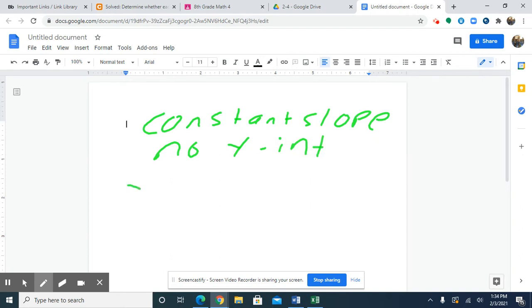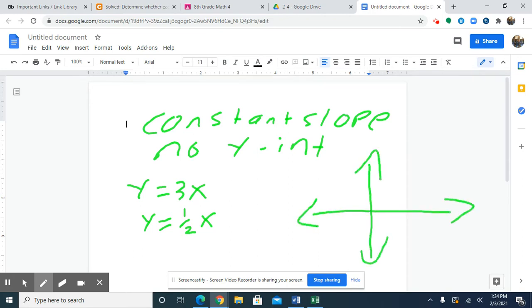It's going to look something like, I don't know, it could be y is equal to 3x. It has a slope that's constant, but no y-intercept. Or maybe something like y equals 1/2 x. Doesn't really matter, right? And graphically, what does this look like?